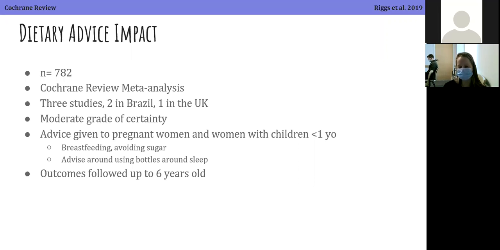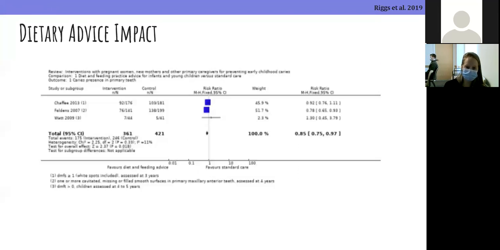What they looked at was whether you gave advice to women who were either pregnant or had children less than a year of age, and you talked to them about encouraging breastfeeding, avoiding sugary drinks and beverages, and avoiding using bottles around sleep. And then they followed these children up to 6 years of age and looked for dental disease.